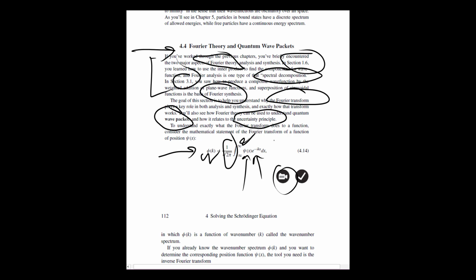So what is it really telling you? It's telling you if you know your position function, ψ(x), and you want to know what's the function in wave number space corresponding to that position space wave function, this is how you get it. Let's clean that up a little bit. So given a ψ(x), you plug it in here, do this multiply, do this integral, multiply by this factor, and that's your wave number function φ(k).